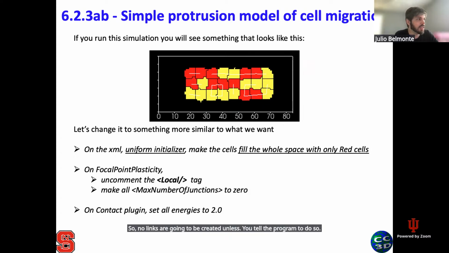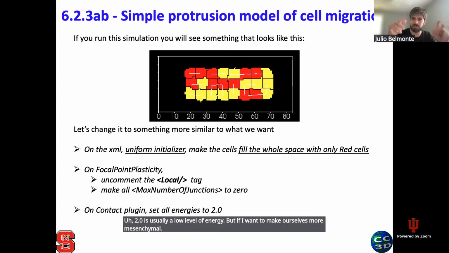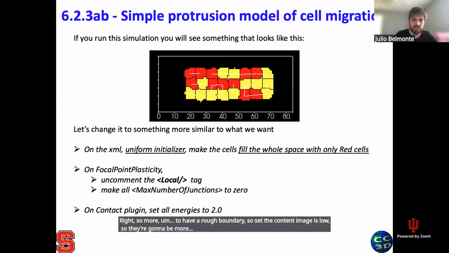Okay. And lastly, on the contact plugin, set energies to 2.0. Okay. 2.0 is usually a low level of energy, but I want to make our cells more mesenchymal, right? So more of a rough boundary. So set the contact energy low, so they're going to be more fluid-like.